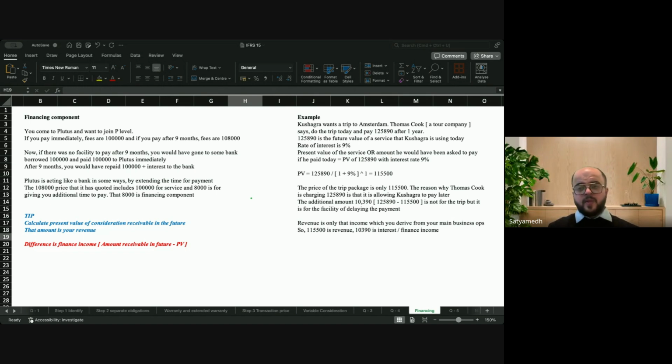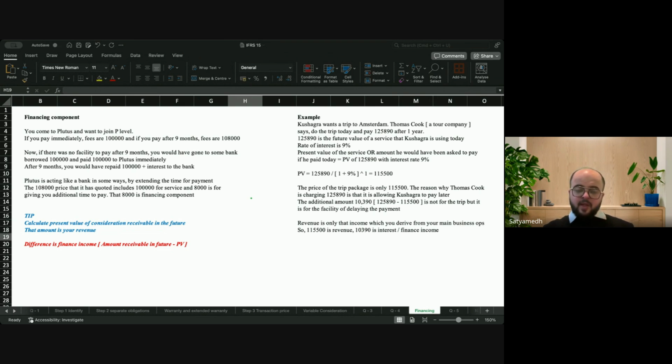Now, whenever a situation like this presents itself in front of you, that the customer is buying the goods from you today, but he is paying after 6 months or 1 year, that is after the passage of a significant amount of time, then what you should do is calculate the present value of the amount to be collected in the future. The difference between these two is your finance income.